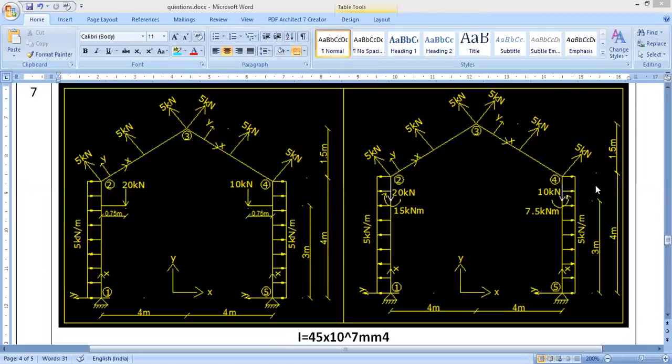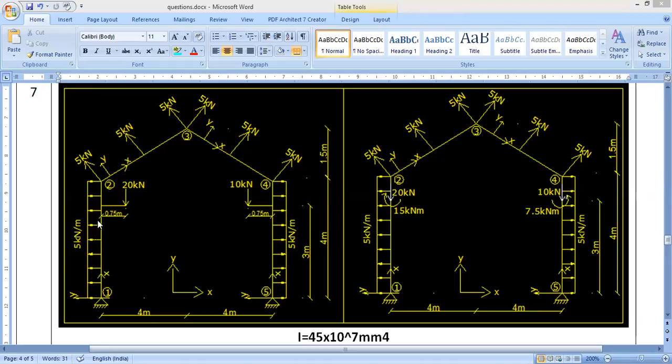Hello everybody. In this video, I will show how to analyze a Gable frame using Staad Pro. The problem I have considered is the Gable frame. You can see here the height of the column is 4 meters, 4 meters. And the inclined members between 2 and 3 and 3 and 4 are at a crown height of 1.5 meters.